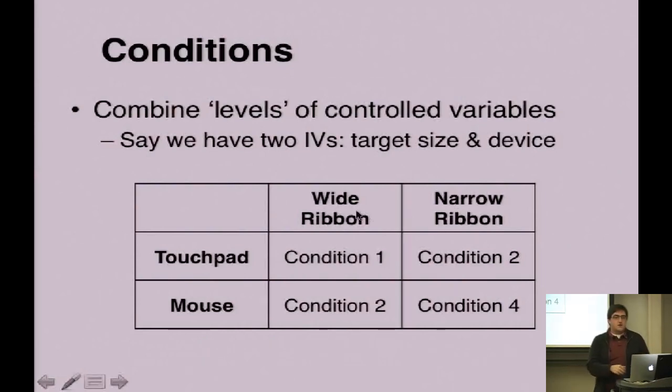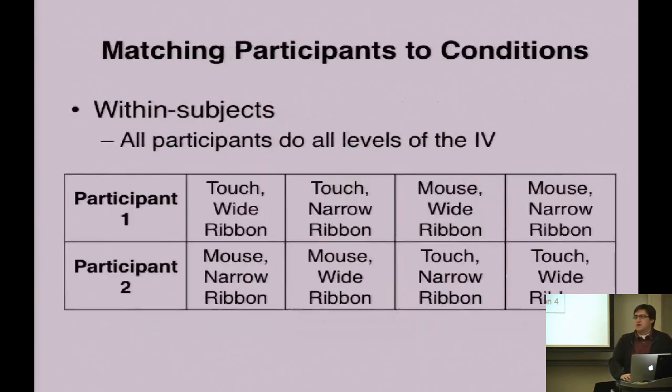In this case, I have 2 different independent variables, kind of which device they're using on the y-axis and how big the ribbon is. And this means I have 4 different conditions. In other words, I have 2 independent variables, each with 2 levels. 2 times 2 is 4.